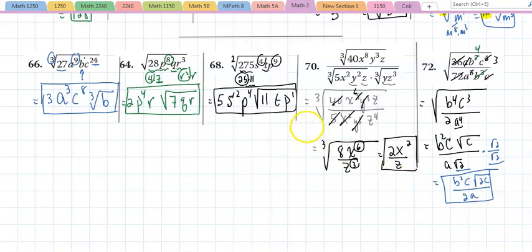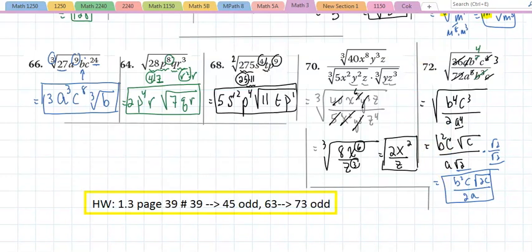And let me give you the homework on this. And there's the homework for this section. Page 39, number 39 to 45 odd, and 63 to 70.